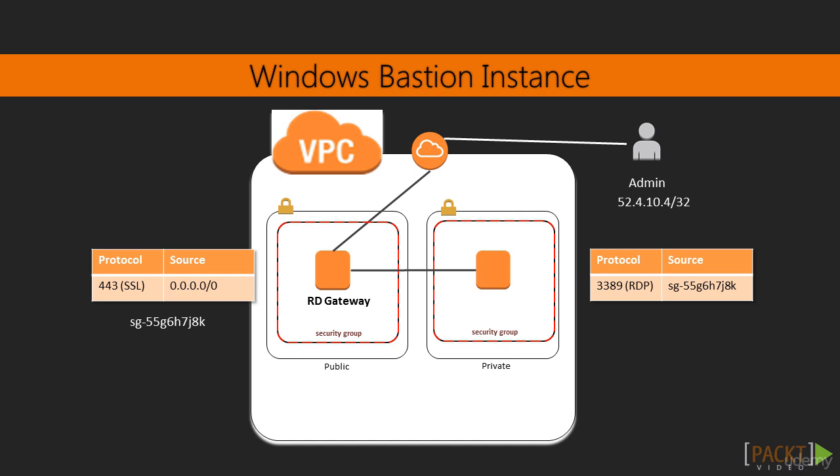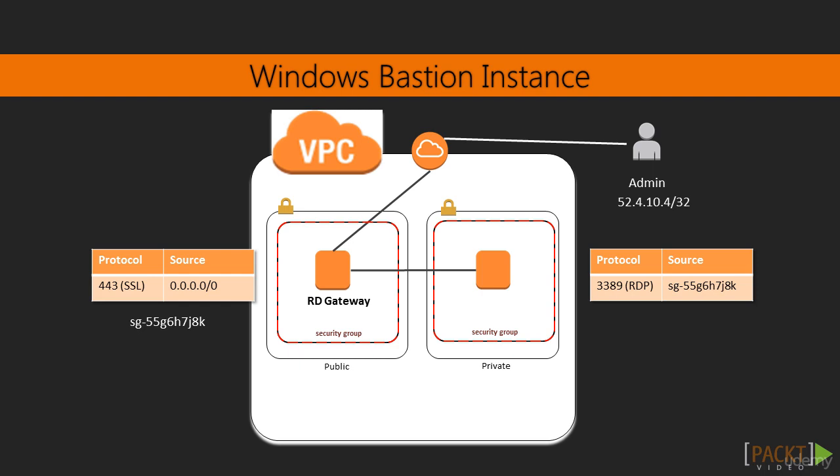For the Bastion security group in this case, we can choose to open port 443 to the internet instead of just to our admin locations. The reason we can safely do this is because we are using TLS for encryption and because we are being authenticated by the RD Gateway. For the security group around the private instances, we open up the standard RDP port 3389 to the Bastion security group.